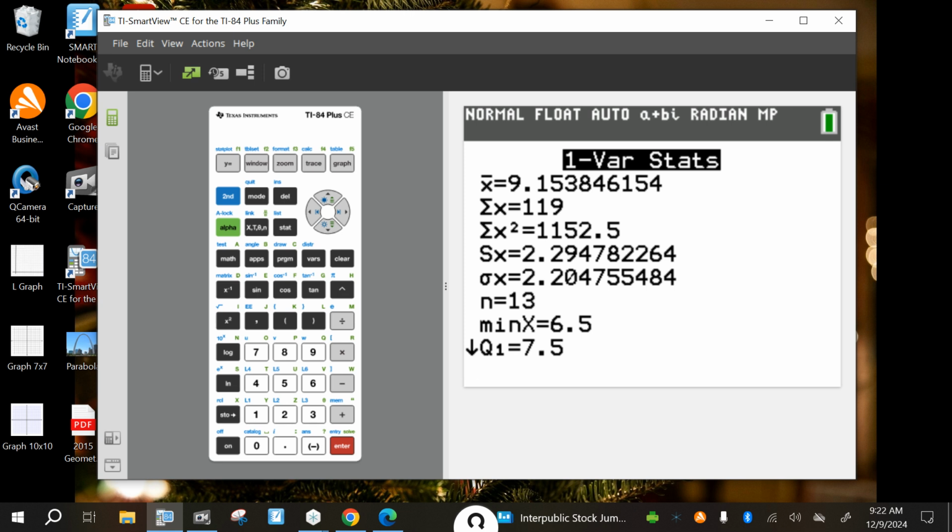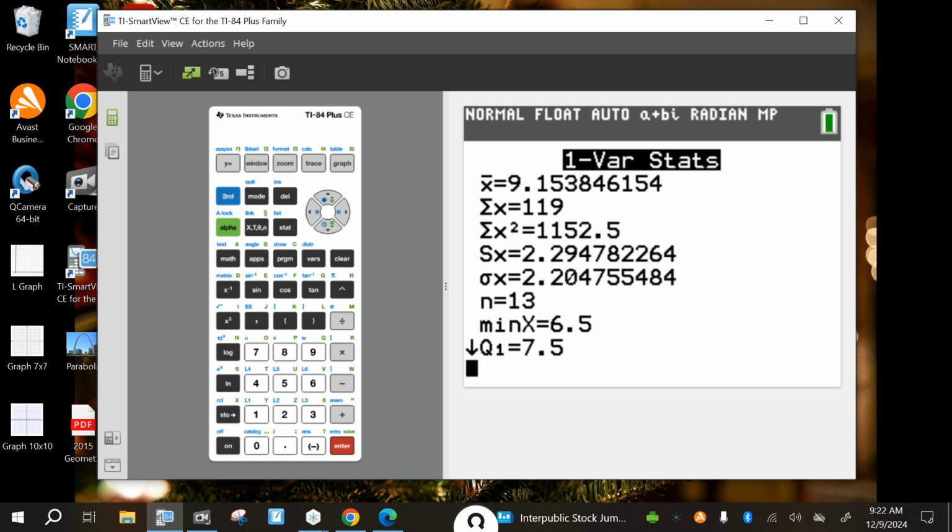Now, on your paper, I haven't listed out what each number means, but I'm going to go through it with you just so that you know. The first number here, the X with the line over it, is your mean. So it's our average. Our average shoe size is about 9.